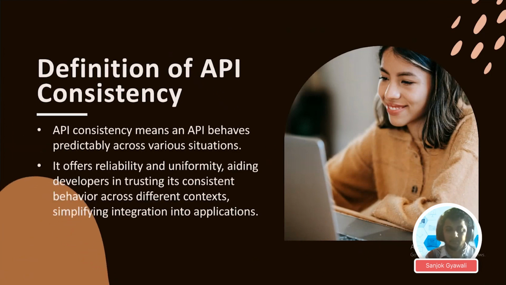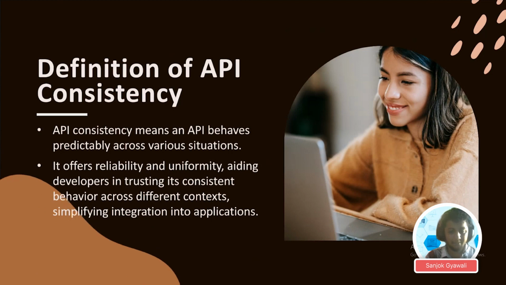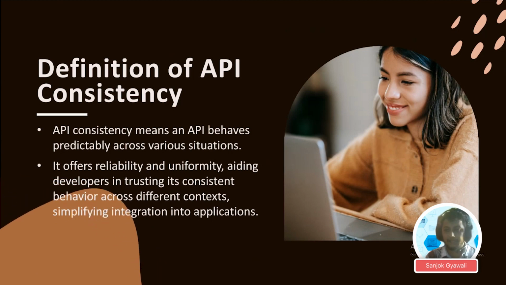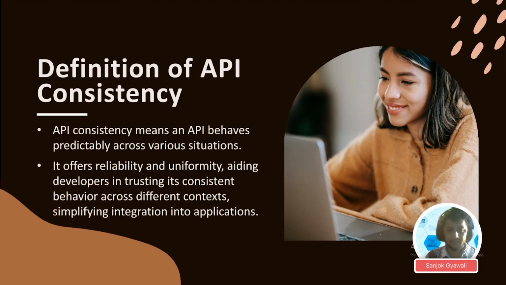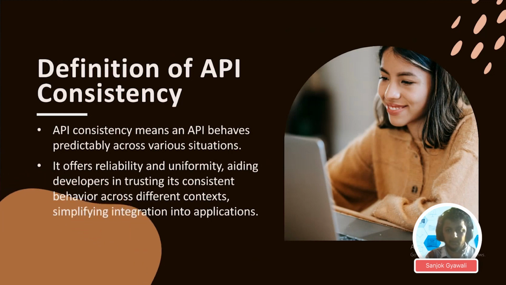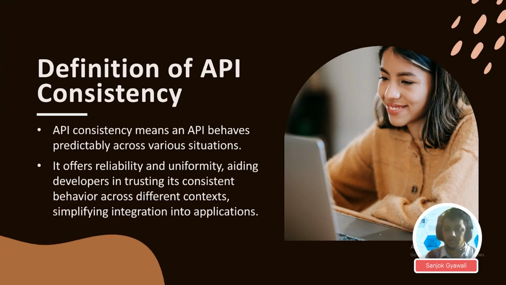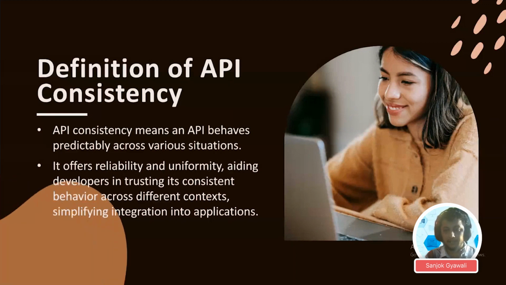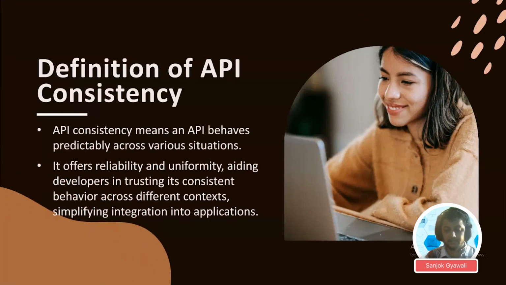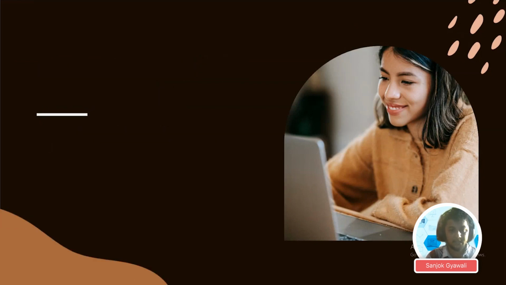API consistency means the API behaves predictably across various situations. It offers reliability and uniformity, helping developers trust its consistent behavior across different contexts, simplifying integration into applications. While we maintain consistency, it will help a developer to better understand the code, how errors are handled, how we are using resetting strategies, how versions are maintained, and everything across the API.